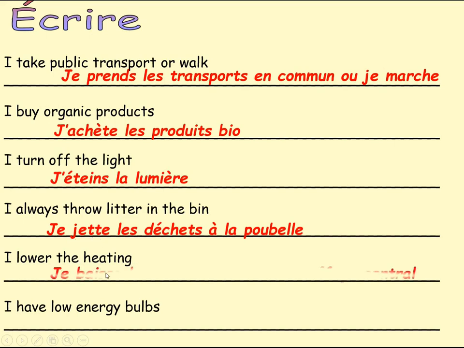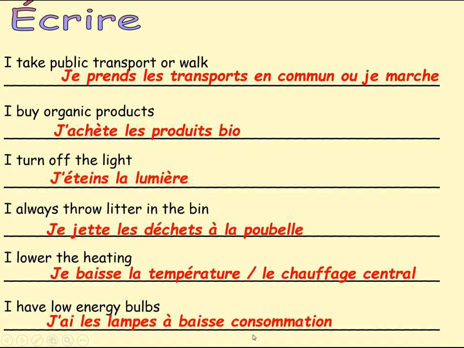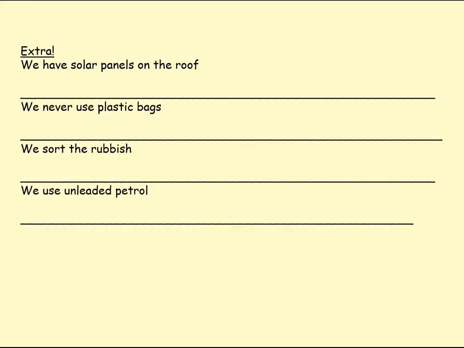I lower the heating. Je baisse. You could either use the central heating, le chauffage central, or if you forgot that, you could simply say la température in an exam. I have, hopefully we know now, is j'ai. Les lampes à basse consommation was one of our vocabulary bits in the box. Lamps at low energy. In other words, low energy bulbs. Okay. So check yours and correct in a different colour, and then let's have a look at the we sentences.